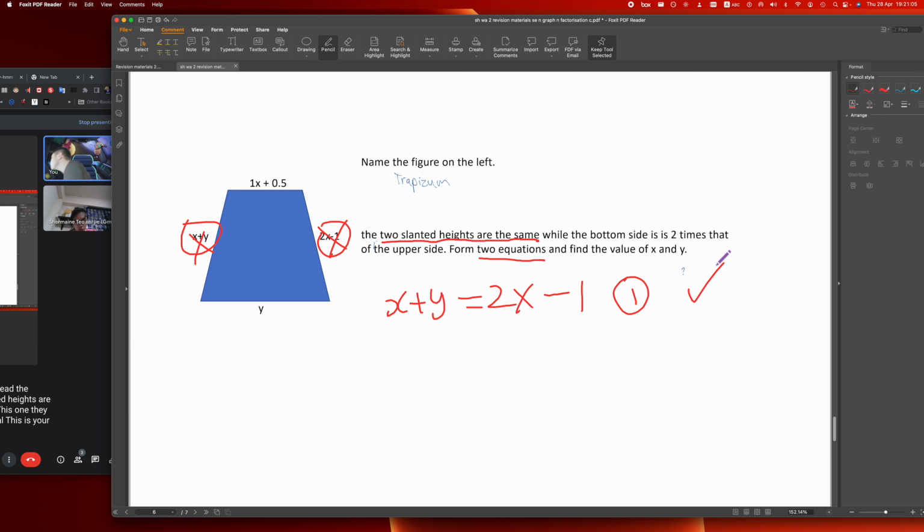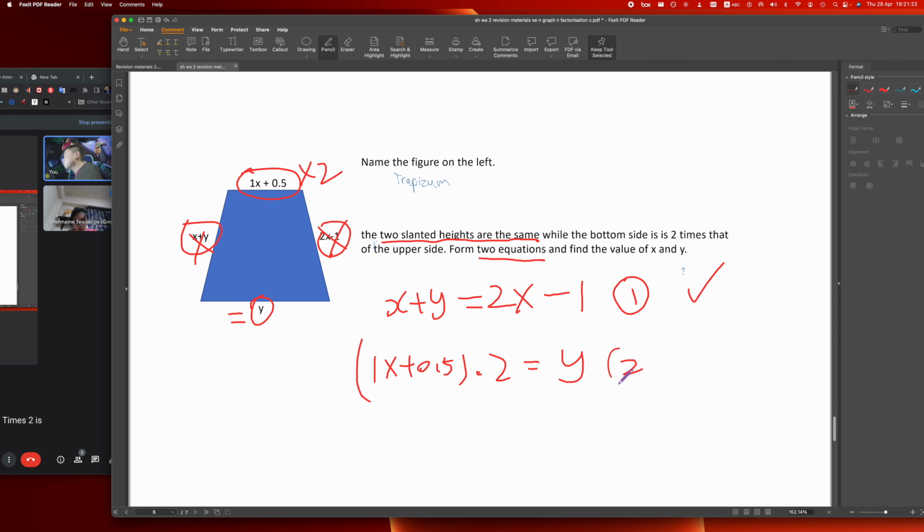Are you clear? Yeah. Then what they say: the bottom side, which is here, is 2 times that of the upper side. So that means this one times 2 is equal to y. Does it make sense? Yeah. So it's 1x plus 0.5 times 2 is equal to y. This is your second equation. So you form 2 equations, right? Yeah. So what do you do next?